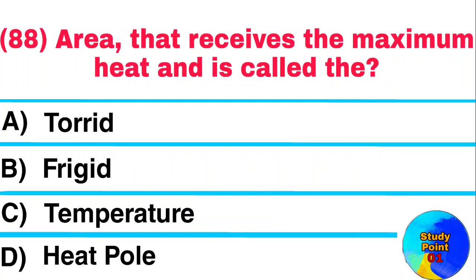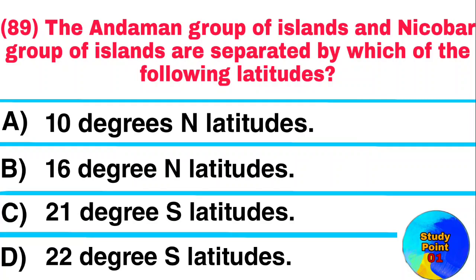Question. Area that receives the maximum heat is called the A. Torrid, B. Frigid, C. Temperate, D. Heat pole. Answer. Torrid. Question. The Andaman group of islands and Nicobar group of islands are separated by which of the following latitudes? A. 10 degrees N latitude. B. 16 degrees N latitude. C. 21 degrees S latitude. D. 22 degrees S latitude. Answer. 10 degrees N latitude.